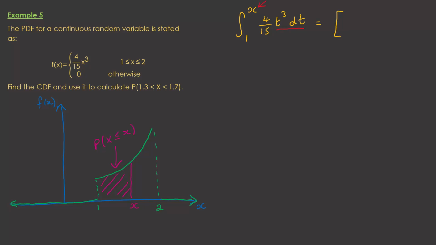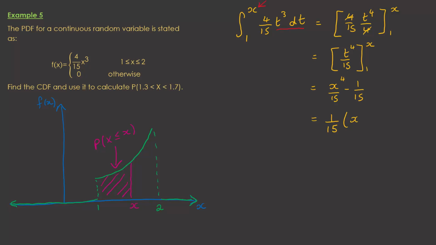So that's going to give me 4/15 of t to the 4 over 4 from 1 to x, and of course those 4's will cancel there. And so I have t to the 4 over 15 from 1 to x, which is going to give me x to the 4 over 15, take away 1 over 15, or if you like, 1/15 of x to the 4, take away 1.